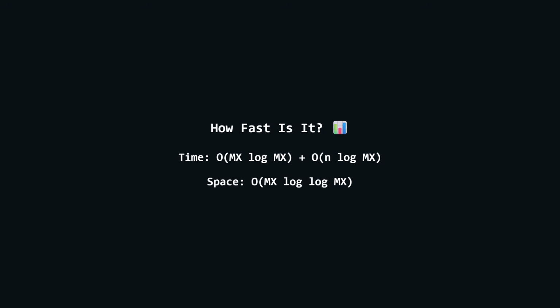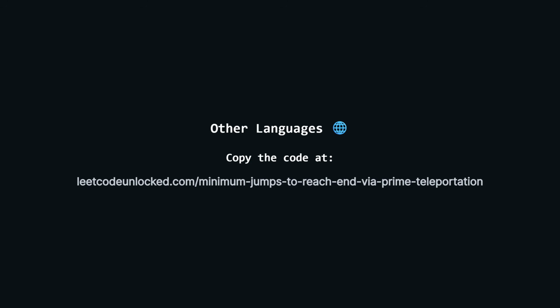Looking at the complexity, the time is order of the max value times log of the max value, plus n times log of the max value. The space complexity is order of the max value times log of the max value, mainly due to our math sieve holding the prime factors. Alright, that covers the Python solution.